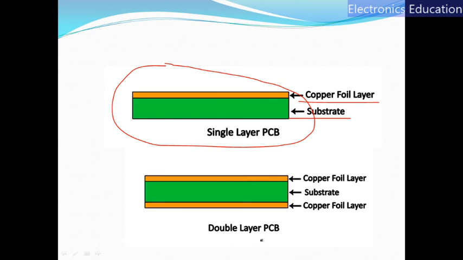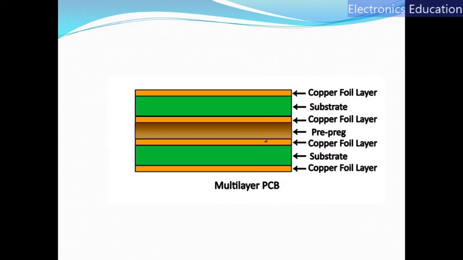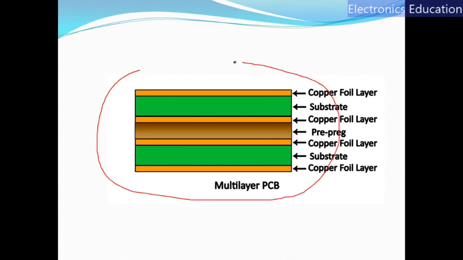Similarly, we have a double-sided PCB. Here also we have a substrate, a non-conducting material, and on both sides of the substrate we have a metal layer deposited. Similarly, we have multi-layered PCB. Here the diagram itself indicates that multiple layers of metal conductors are implemented: 1, 2, 3 and 4 different layers. In between we have a substrate or non-conducting material, 1, 2 and 3.